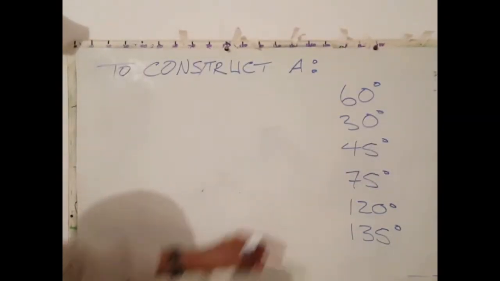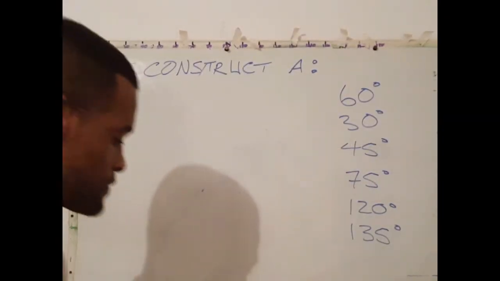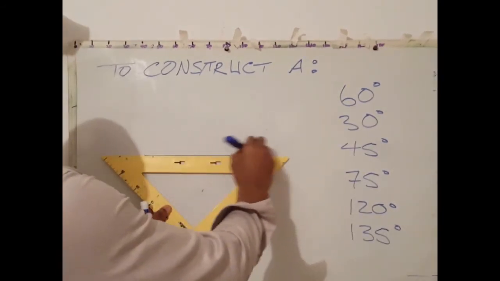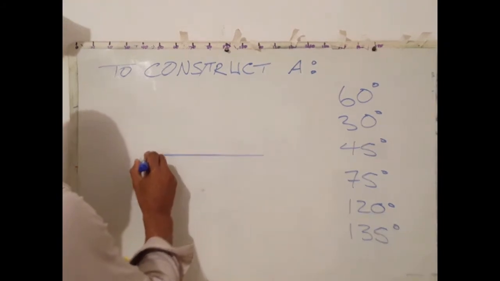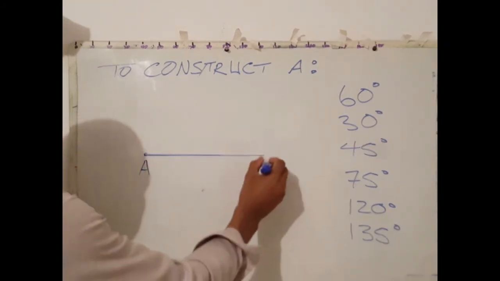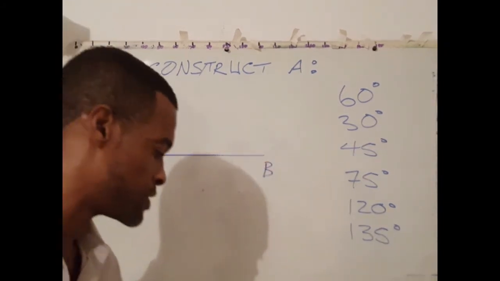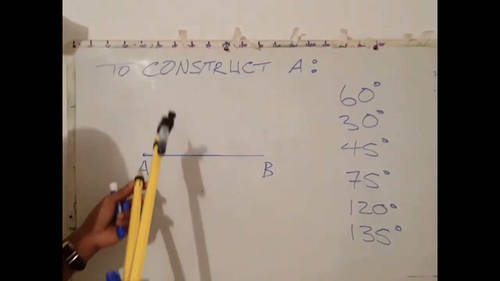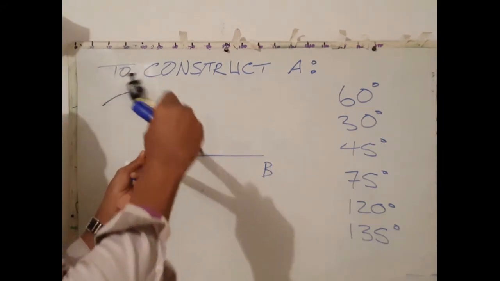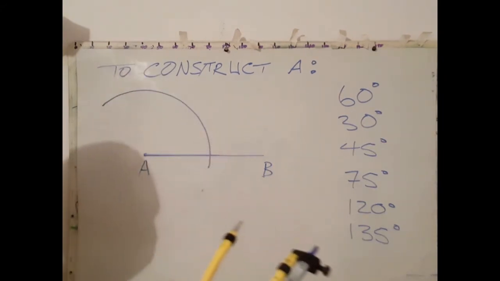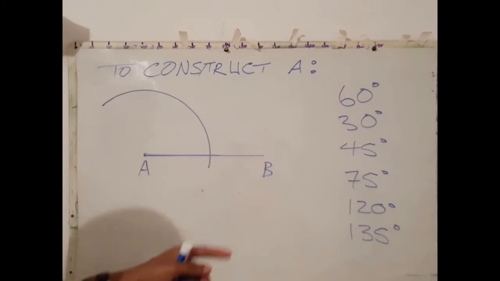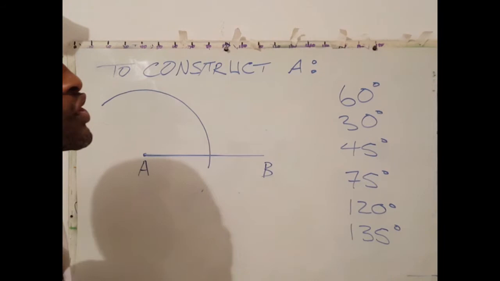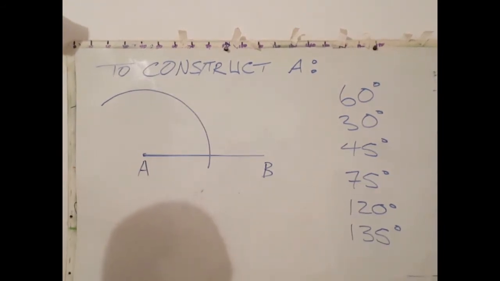To construct a 30-degree angle, first step is to draw line AB. Next step is to open your compass to a suitable radius. It's important to note, in order to construct a 30 degree, you must first construct a 60 degrees, then bisect the 60 degrees.